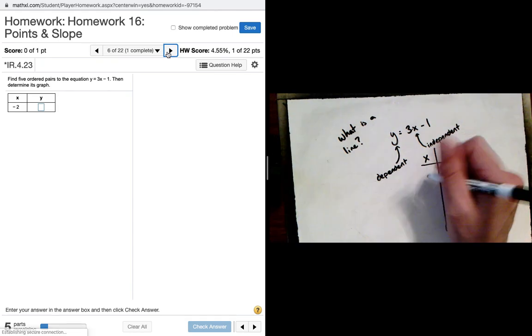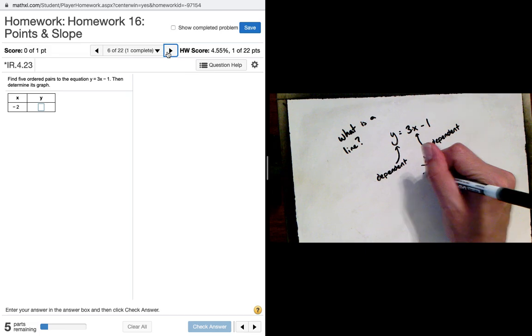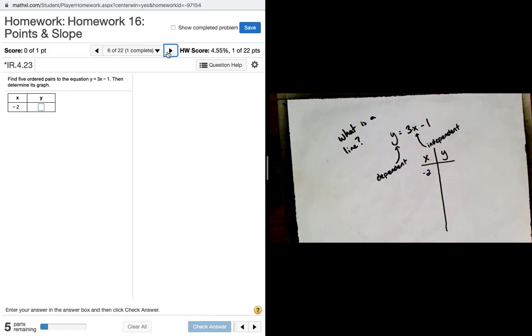In the table, the x values are points that we want to choose. In this one, the homework problem chose for us the value negative 2. In truth, we could choose whatever values we want if we want to graph this line. So for this one, though, we're going to start with x equals negative 2. And on the side, I'm going to calculate, when x equals negative 2, what's the y value?